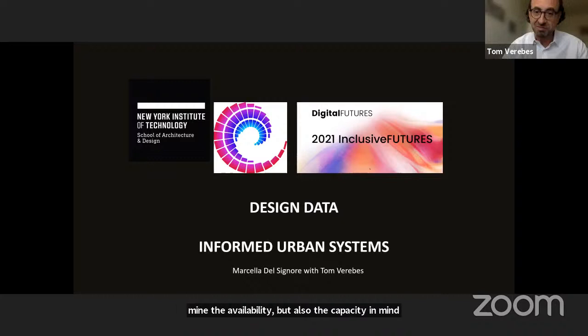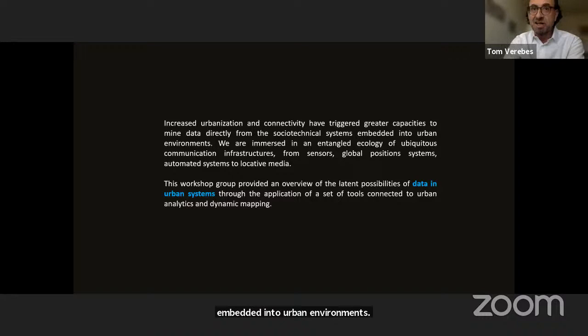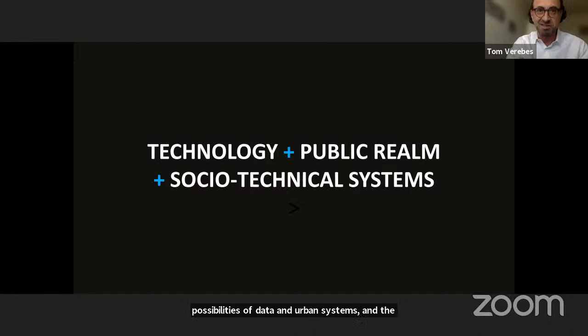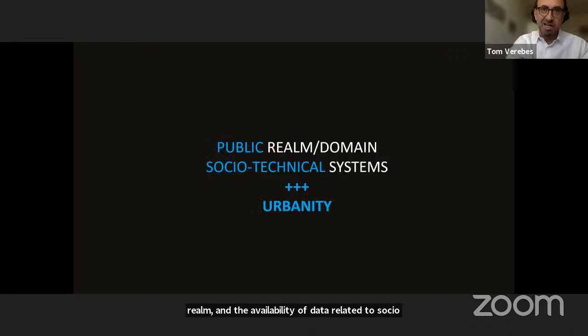So with increased urbanization in this context, we're immersed in an entangled ecology of ubiquitous communication infrastructures, from sensors, global position systems, automated systems, to locative media. And so we looked at the latent possibilities of data in urban systems and the potential for communication of those systems, at the confluence of technology, public realm, and the availability of data related to socio-technical systems. Much of this is all public realm domain, socio-technical systems. Open data was the source for really everything that was produced in this workshop.